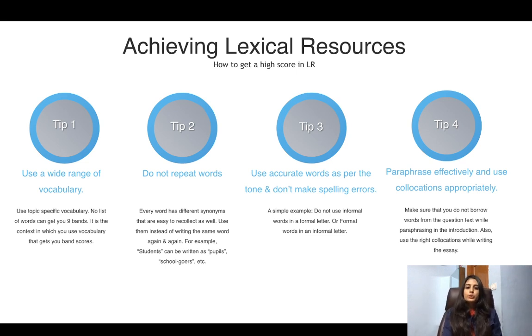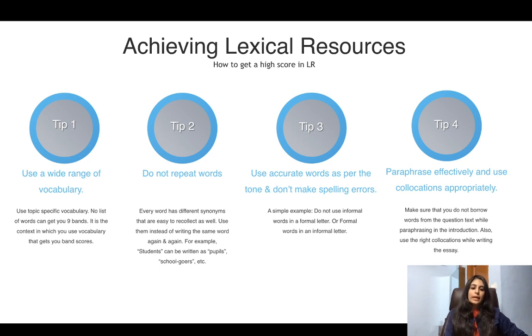Next tip is use accurate words as per the tone. So formal, informal, semi-formal in case of your letter, but in case of your essays, it's always formal tone. So you cannot use informal words and it's not allowed. One such example of informal words is kids. So a lot of you use kids instead of children. So do not use kids. We have other synonyms for children and you should be using those.